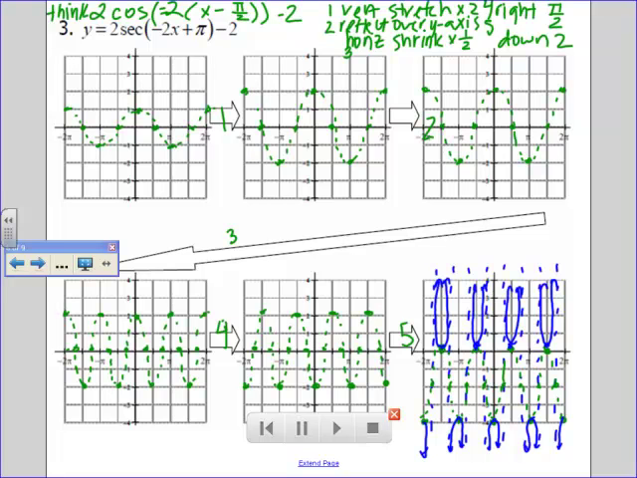That is the final example, and we'll have some time to go over some more practice tomorrow in class if you need it.